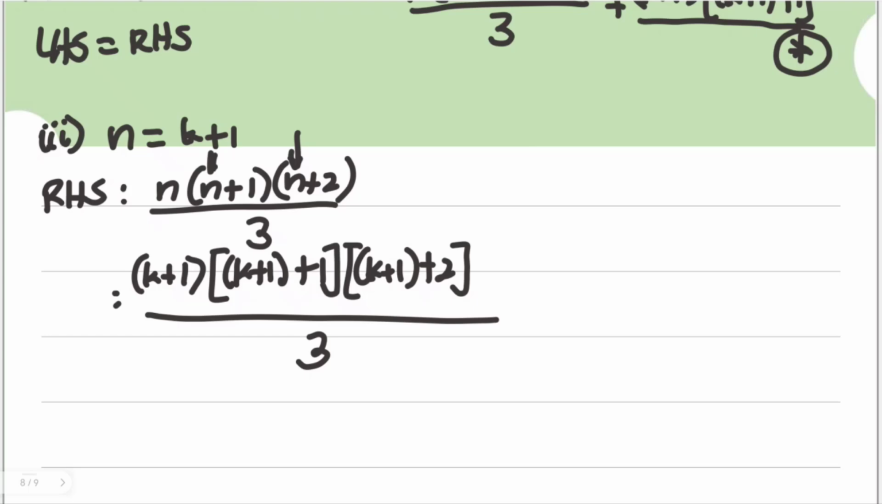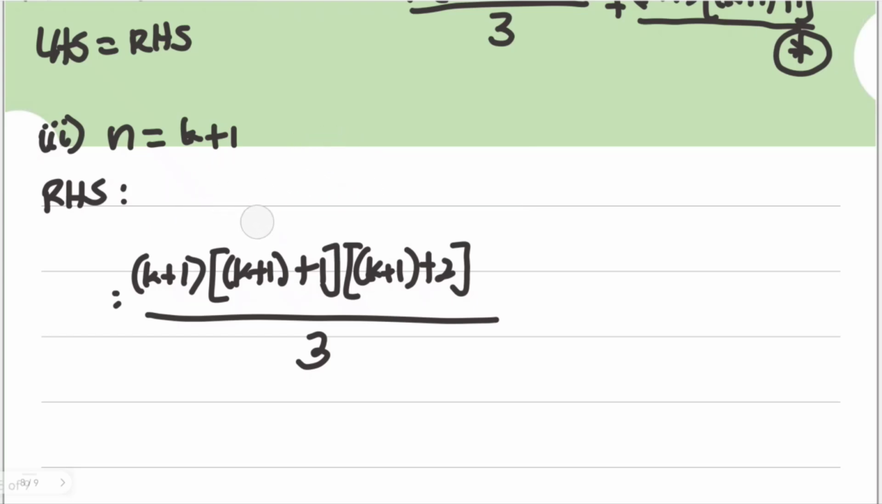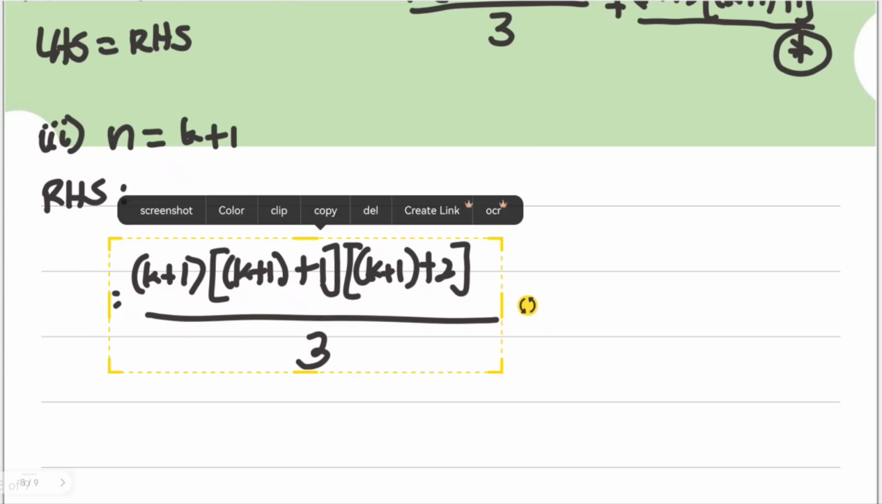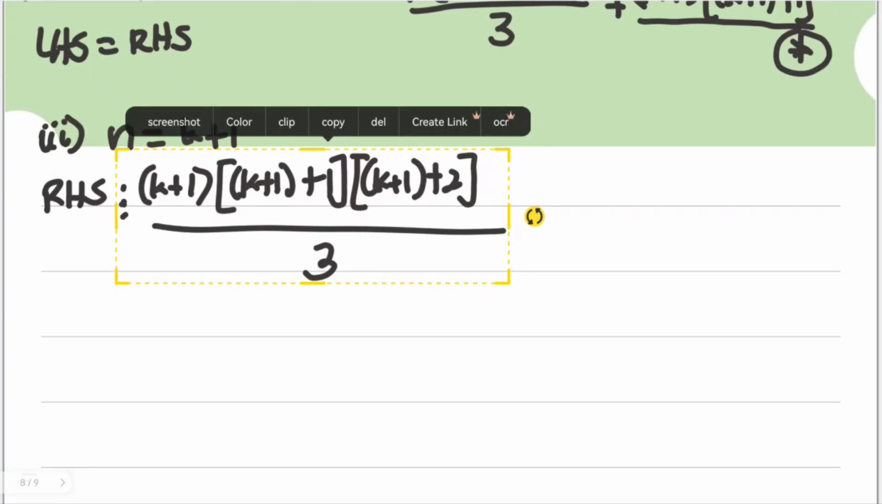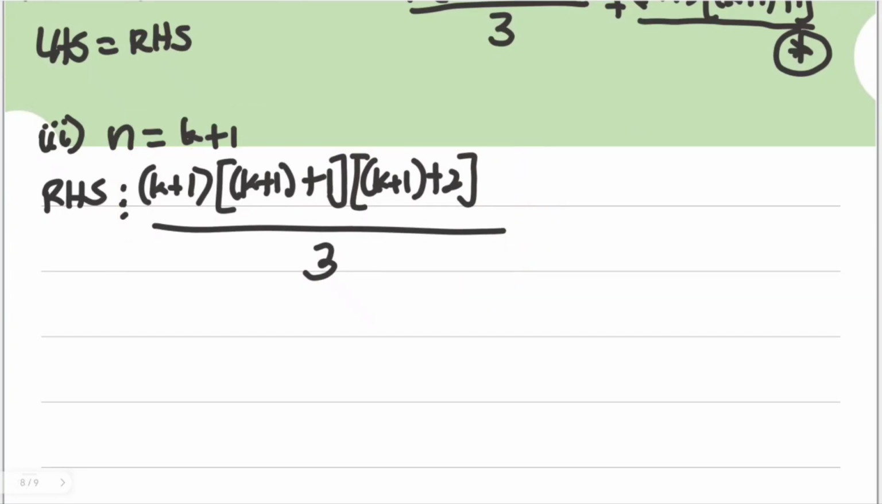Then again, I'm going to erase this so that you will not be confused with the two expressions, and probably move this up here. Alright, so I am now done moving that. So this is now the right-hand side of the third step. Okay. Now, the goal for our mathematical induction is this.